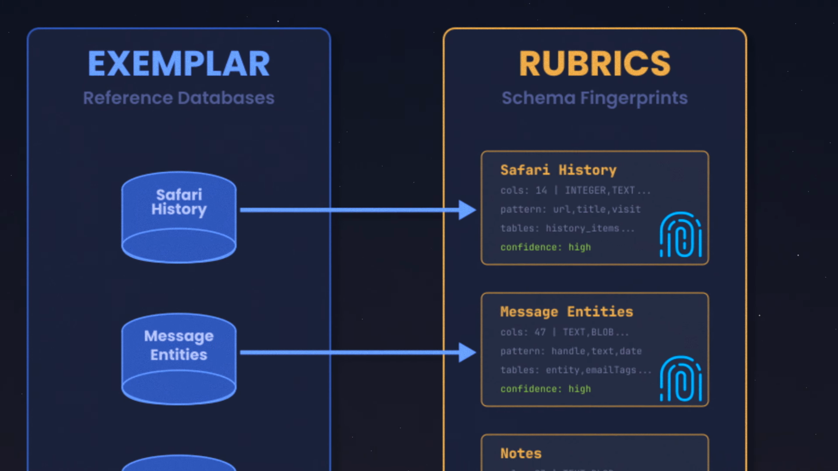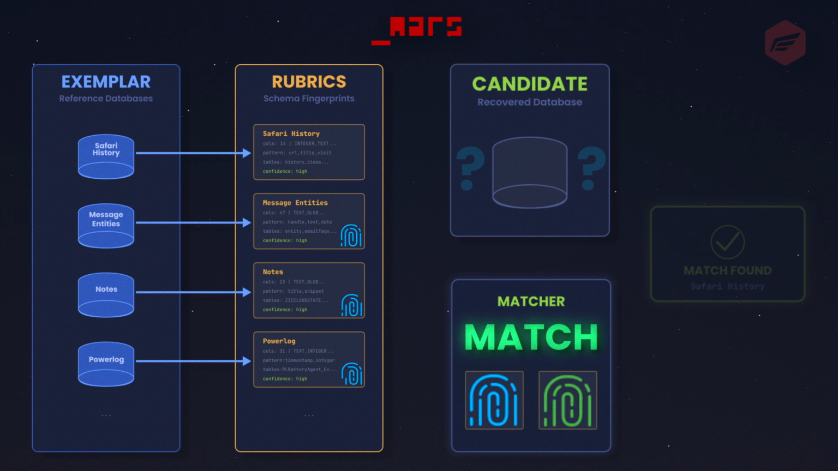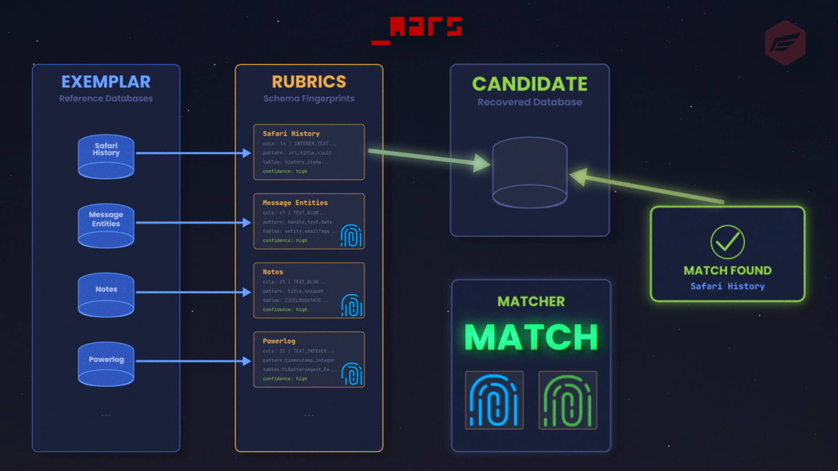Step 2. Run a candidate scan. A candidate is any unclassified file you want to recover. Select a folder, and Mars will compare each candidate to the set of exemplar fingerprints. If there's a match, Mars classifies and catalogs the database. Of course, there's a lot more to data recovery and to Mars than that. So let's check out what's going on behind the scenes.